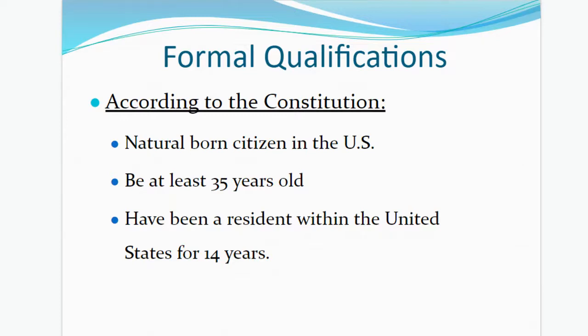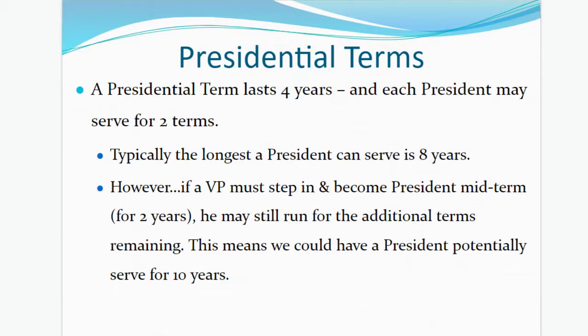Again, you have to think about when the Constitution was written and the expectations about who would be president and when. A presidential term lasts about 4 years. Each president may serve 2 terms. Typically, then, the longest a president can serve is 8 years. However, if the vice president must step up and become president midterm for 2 years, he may still run for the additional terms remaining, which means we could have a president potentially for up to 10 years.